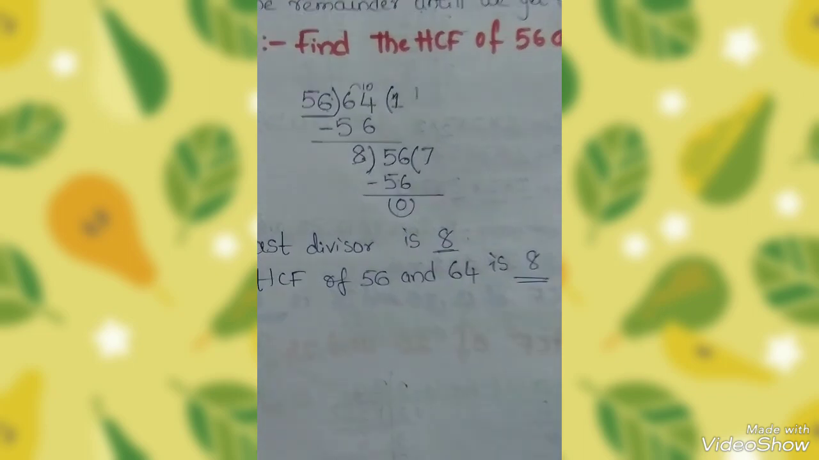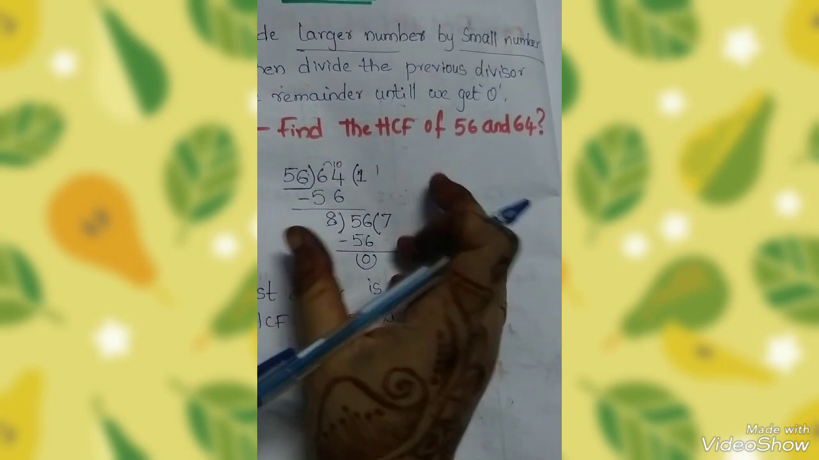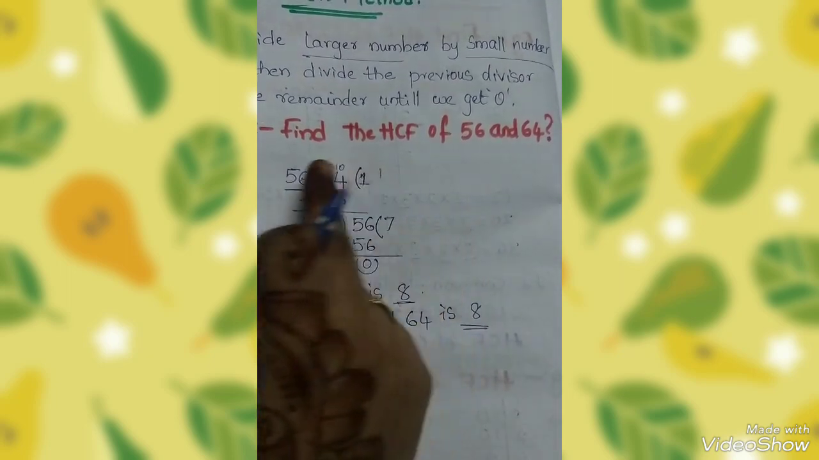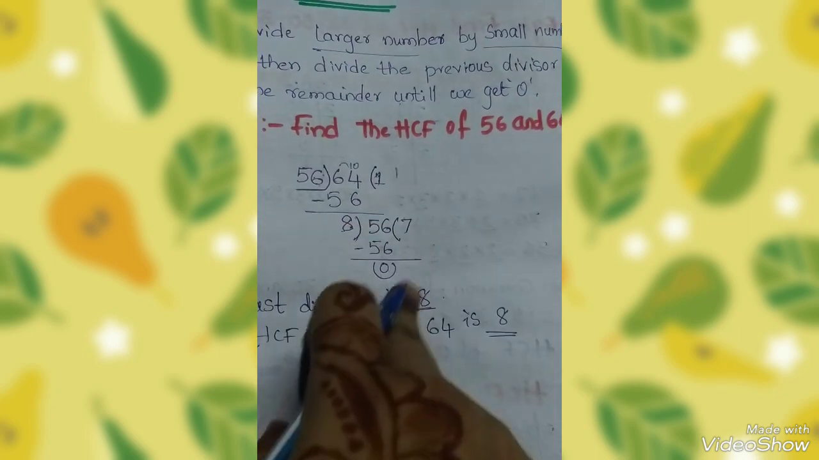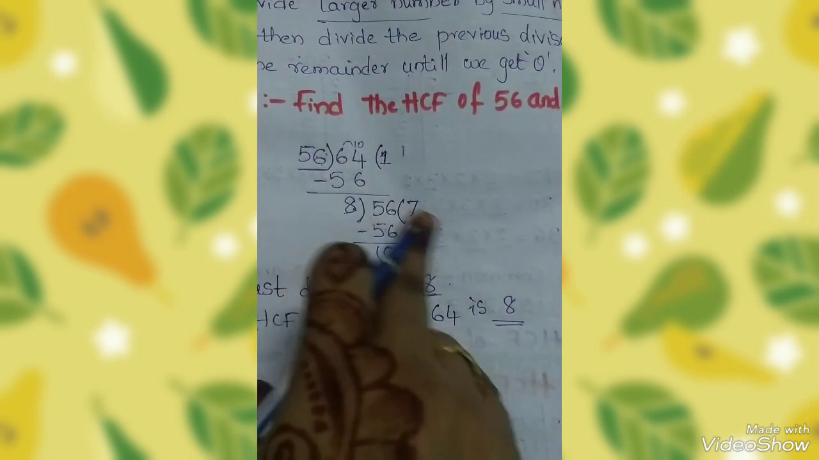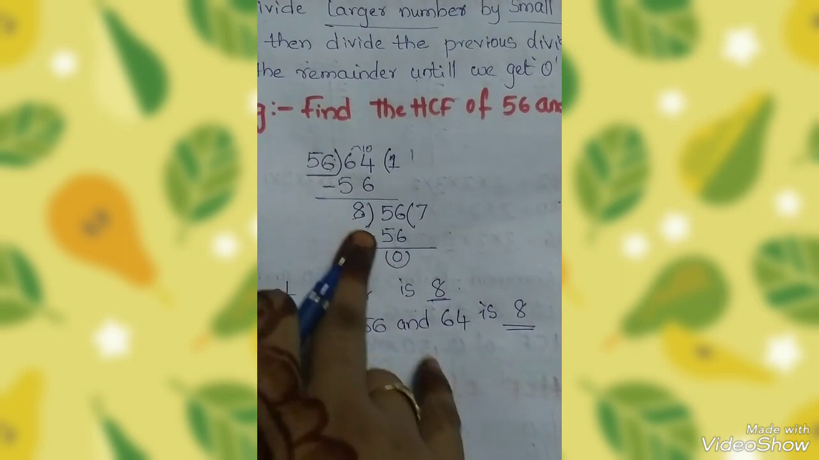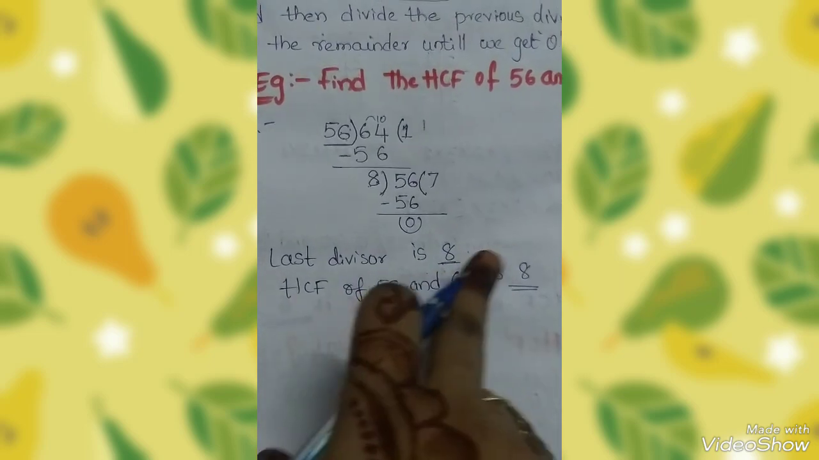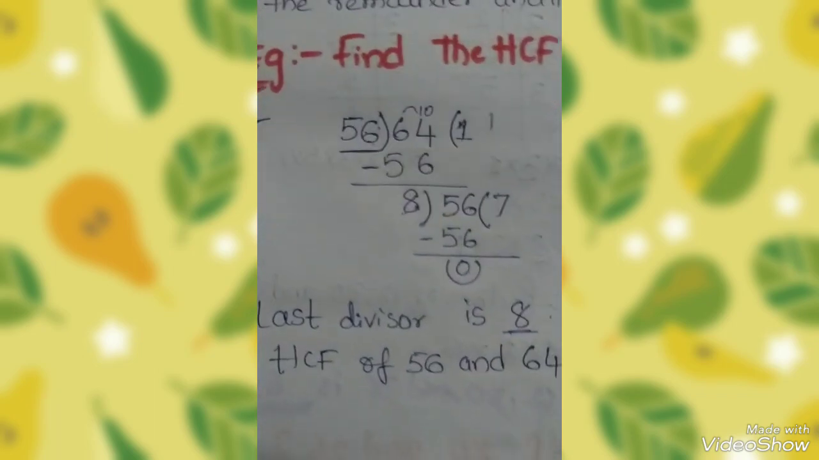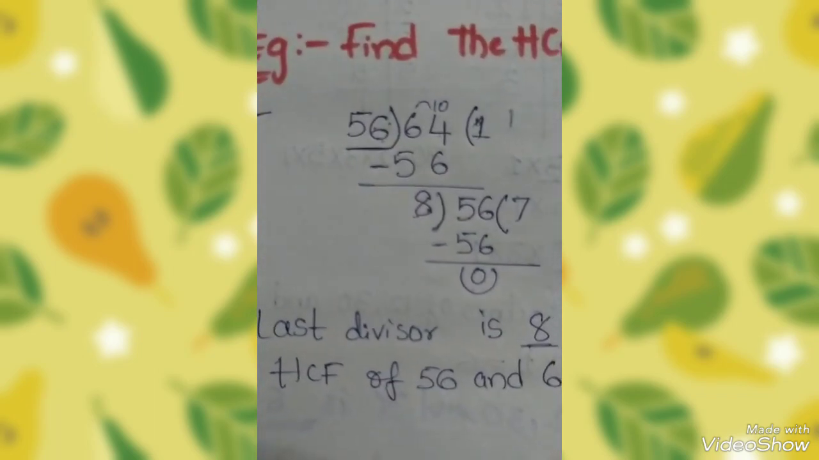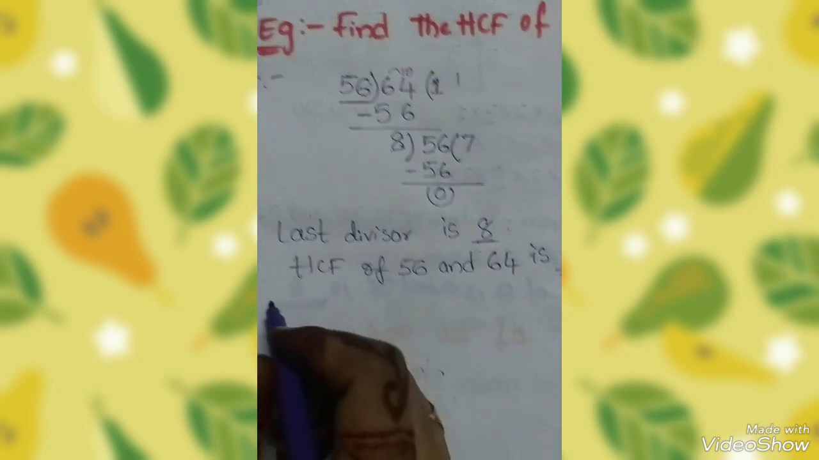This method is useful to find the HCF of large numbers, children. When we have very large numbers, we use this method, dividing by remainders and divisors. Like this we continue until we get 0. The last divisor is the HCF of the given numbers. This is the process for 2 numbers. How will you do it for 2 or more numbers, children?